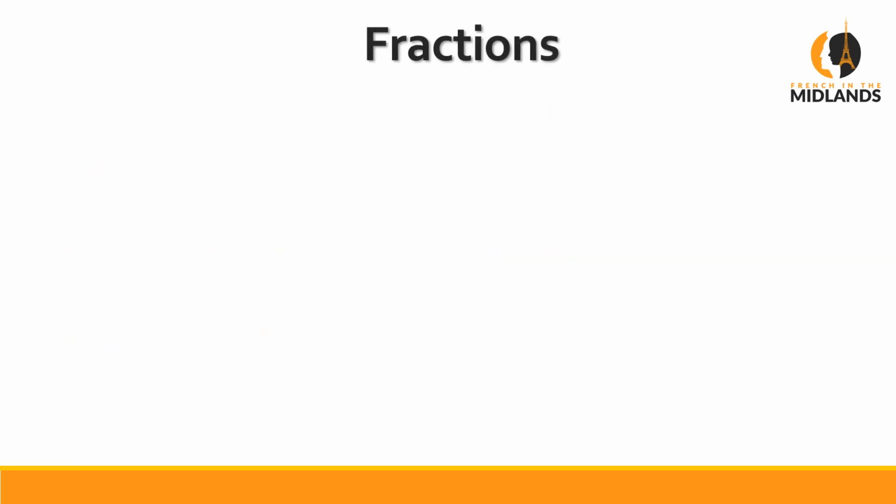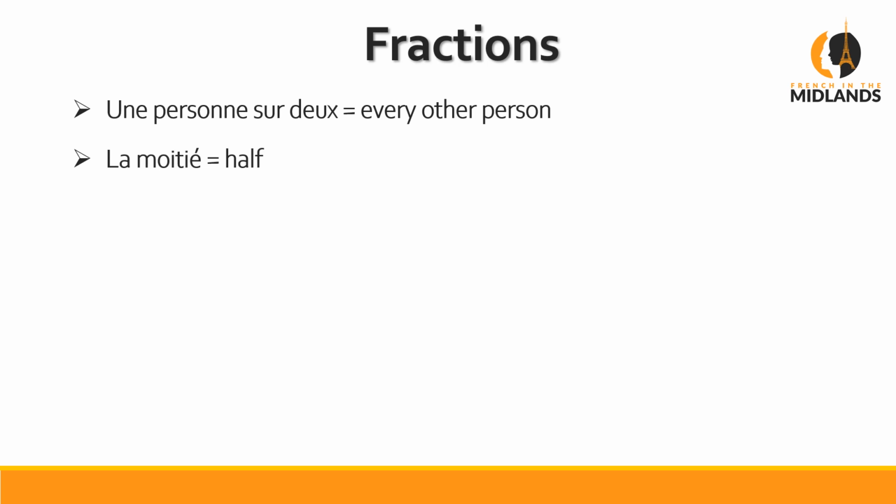Now we've got fractions. So strangely enough, when you want to say une personne sur deux, in English you say every other person. You don't really say one person out of two like we say in French. But that's how we say it. Une personne sur deux. Every other day would be un jour sur deux. If you want to say half, it's la moitié. You could also say 50%, of course, but it's a bit more formal. La moitié is what we use in everyday language.